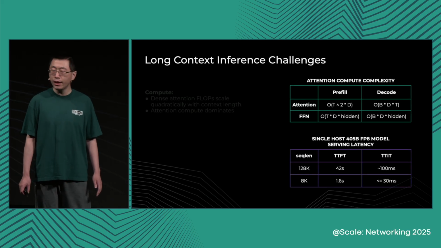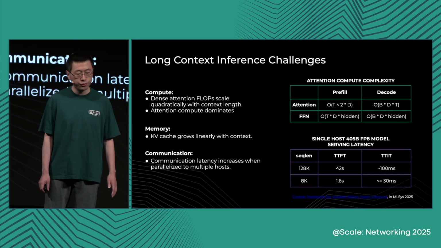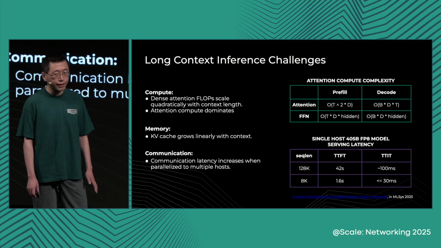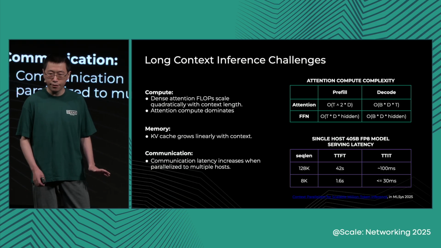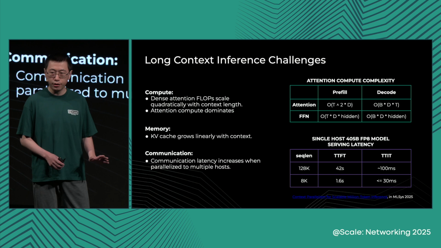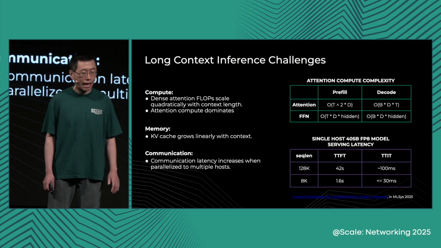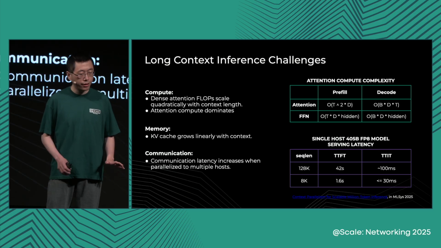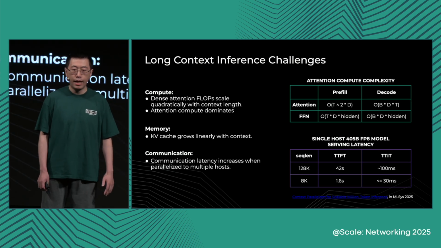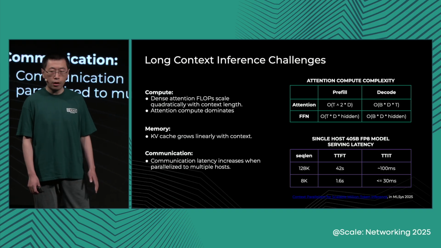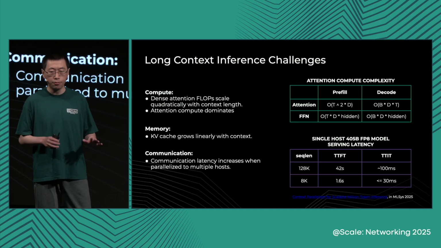There are unique challenges for long context inference. For compute, the dense attention FLOPs scale quadratically with long context lengths, and the attention mechanism dominates the overall prefill time. For memory, the KV cache grows linearly with the long context length. And for communication, the overall latency increases when we parallelize across multiple hosts.